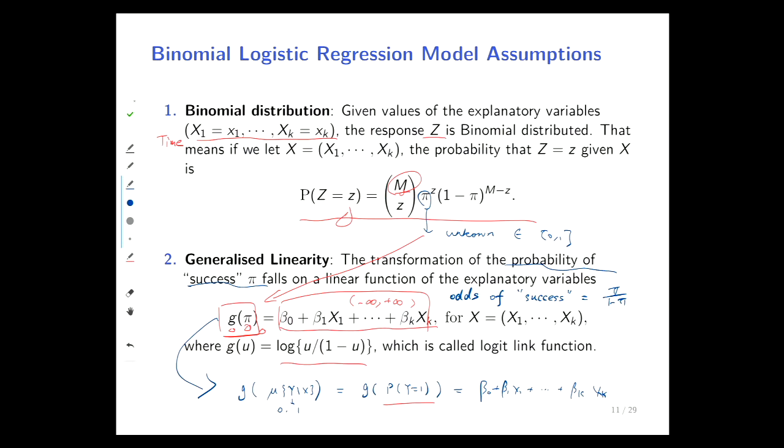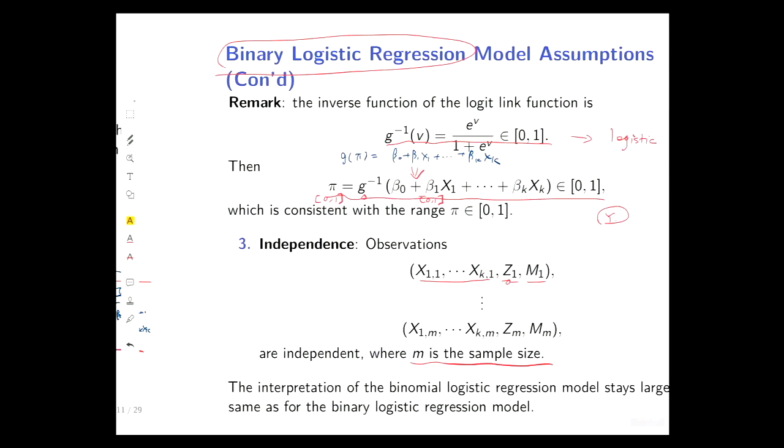And if you do that, you can obtain that this odds equals the exponential of beta 0 plus beta 1 x1 plus so on and so forth plus beta k xk. And an increase in x1 can actually lead to a change of the odds of success by a multiplicative factor of exponential of beta 1. So just use it to explain your model, similar to the binary logistic regression.